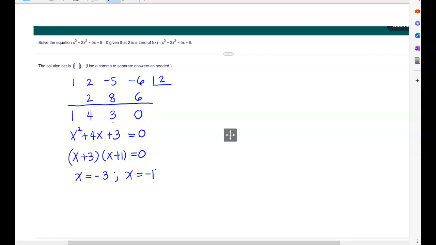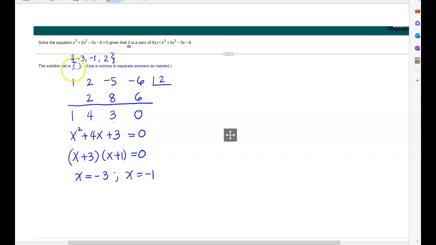So what's the solution set? You just write down the zeros. Now, most students would miss this. They would forget to write this as an additional 0. So don't forget that. So those are the zeros. The zeros are negative 3, negative 1, and 2. Those are the zeros.